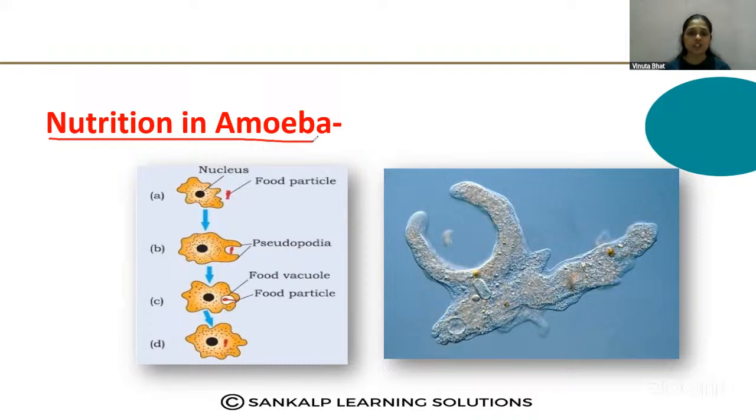How nutrition takes place, that we studied. This is the actual diagram, seen under the microscope. This is the food particle and these are the finger-like extensions that you can see around the food particle. These are called pseudopodia, and the pseudopodia extend around the food particle, which is engulfed inside the body, and the food vacuoles digest the food. So this is how nutrition takes place in amoeba.